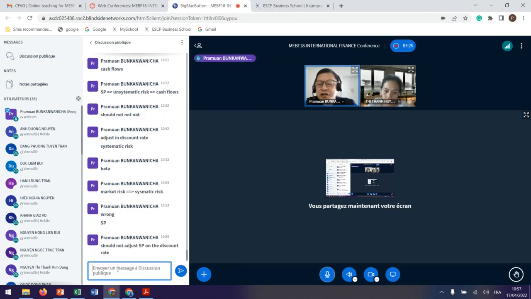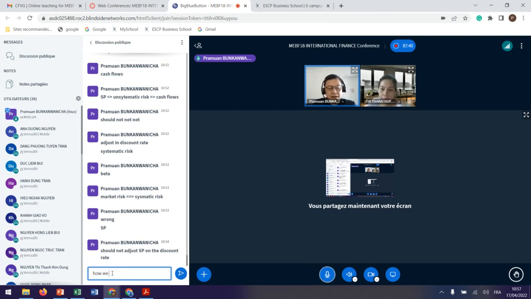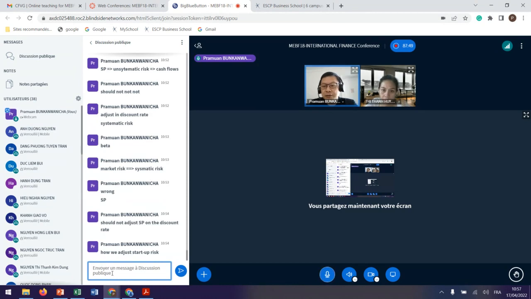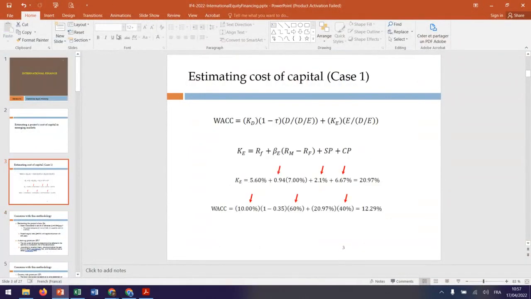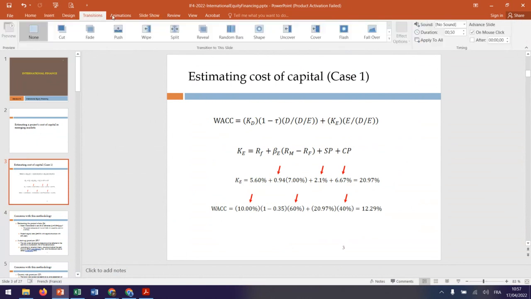Okay. So how can we adjust it, if you know that there is a startup premium? How would that affect your project analysis in your cash flows? How do we adjust startup risk? How do we incorporate this startup risk if it is important for your estimation? If you don't adjust, the idea is this one.